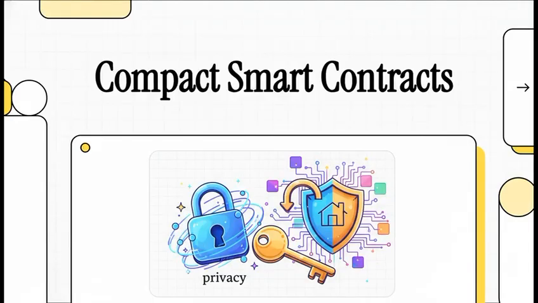All right, today we're going to talk about a new smart contract language called Compact, and it was really built from the ground up for one big reason: privacy. The goal here is to completely change how we think about and handle secrets on the blockchain. So let's dive in and see how it works.